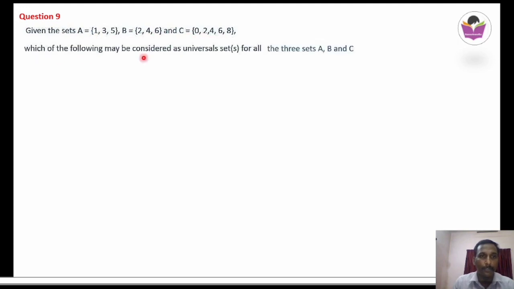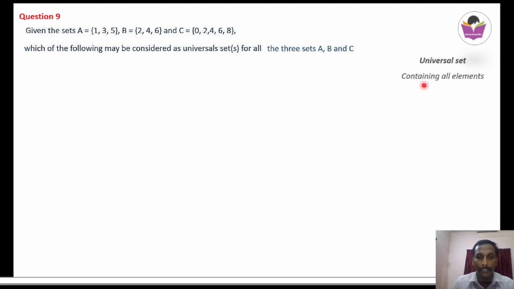And the last question of this exercise, question number 9. Given the sets A = {1, 3, 5}, B = {2, 4, 6}, and C = {0, 2, 4, 6, 8}. Three sets are given to us. Which of the following may be considered as a universal set or sets for all the three sets A, B and C? For all the three sets A, B and C, you have to check whether the given set is a universal set or not. The universal set we have already discussed before.